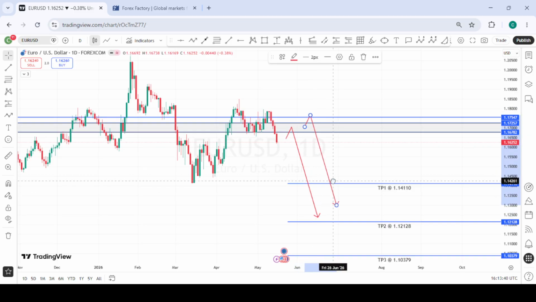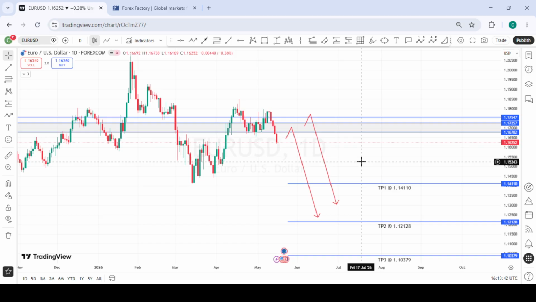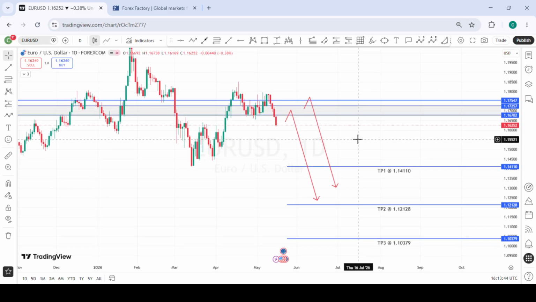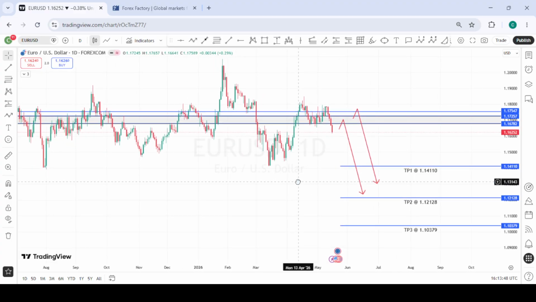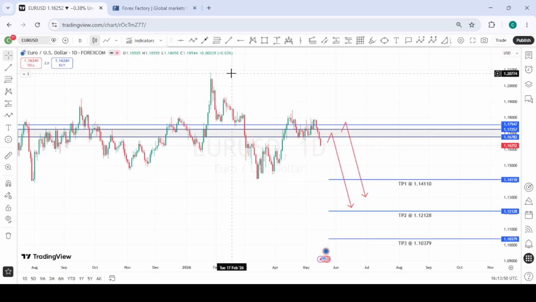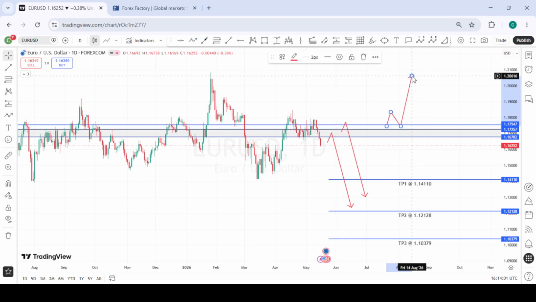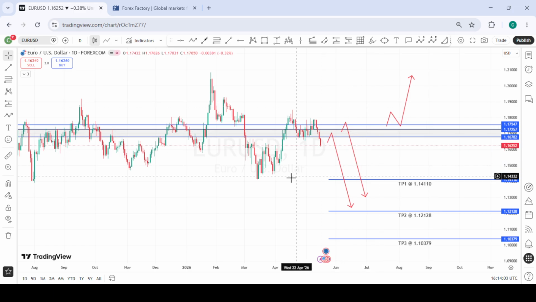Should price pull back to the second zone above, we'll still be interested in taking the sells from there to the downside. So these are the various targets we have for Euro USD for the week ahead of us. Should price break above this daily structure point, then we know we are resuming the bullish move that was happening previously. Until then, we are going to be very bearish on Euro USD for the coming week.